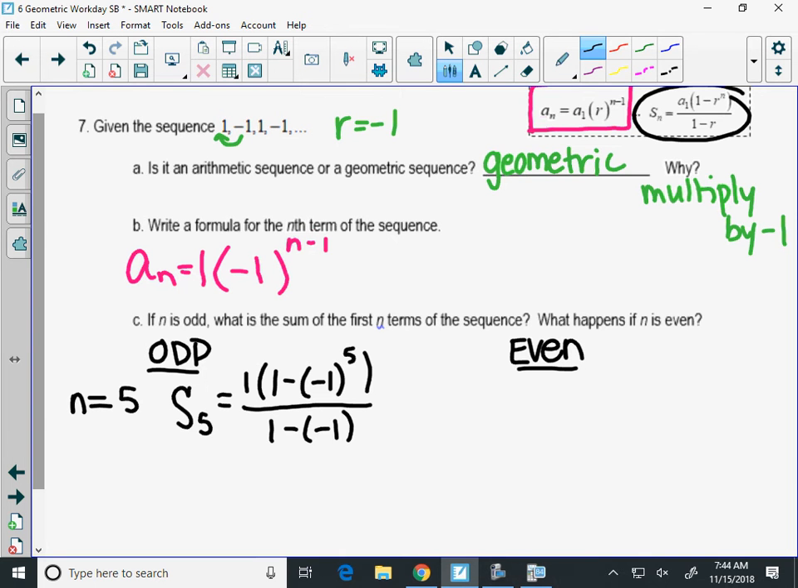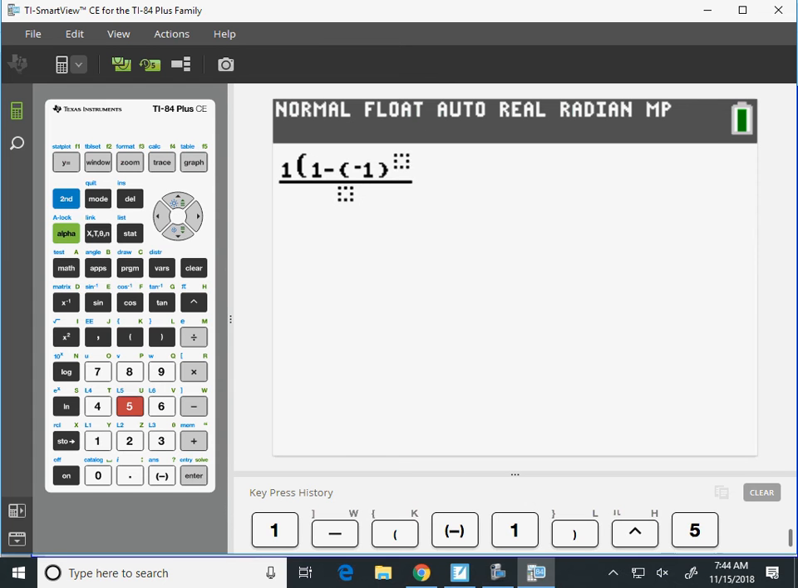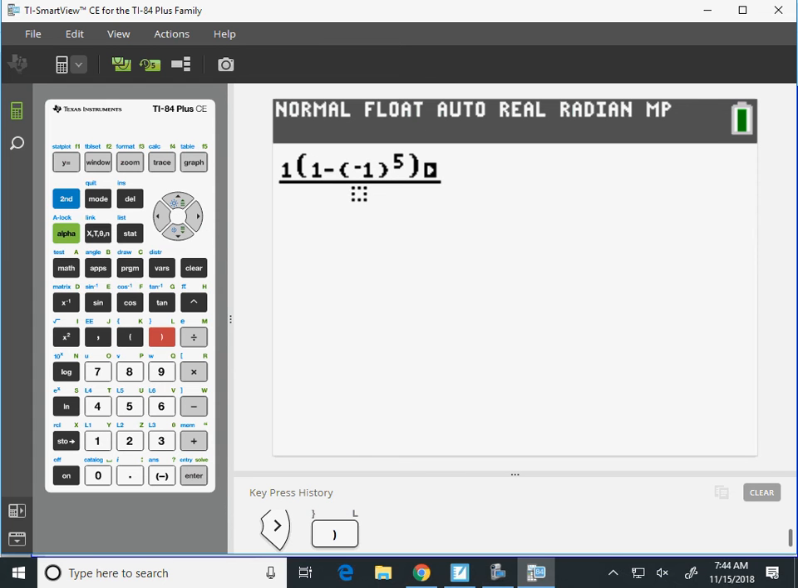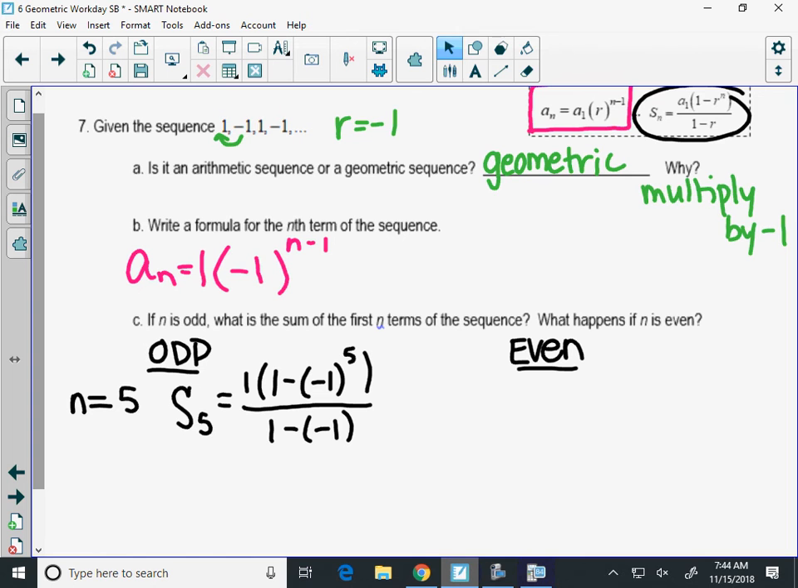So if I put that into my calculator, I would have 1 times 1 minus -1 to the 5th over 1 minus -1. We have lots of minuses and -1s here. And it turns out that this sum is 1, positive 1. Right? So let's just write that down for now, and then we will figure out what happens. So it looks like your sum is 1 here.